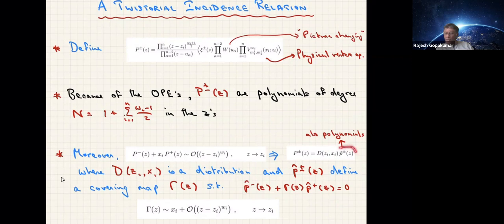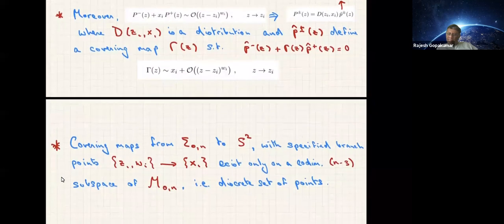Supposing I have polynomials P plus and P minus, which are of degree n, I can define gamma, which is essentially the ratio of P minus to P plus. I'm defining a gamma of Z, which is given by this ratio. And so this equality tells you that as Z goes to Zi, gamma goes to Xi plus this. So it is really a branch cover of order Wi. And as I said earlier, these covering maps with specified branch points exist only on a codimension n-3 subspace. These are a discrete set of points.